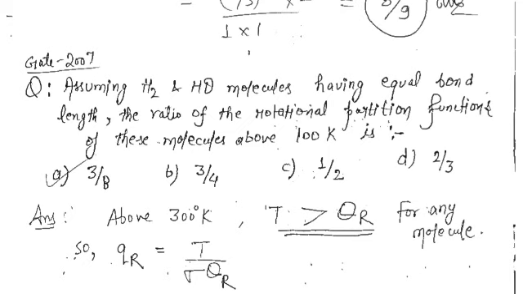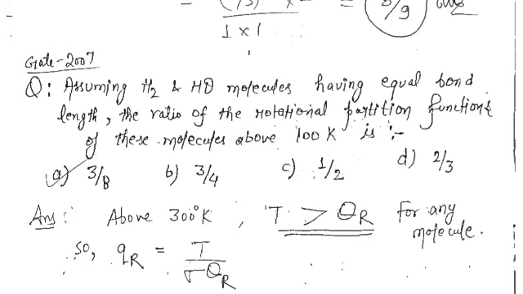If the temperature is greater than theta r, then the formula will be QR equal to T upon theta r, as we have done, for the temperature greater than theta r. And what temperature is given to us?